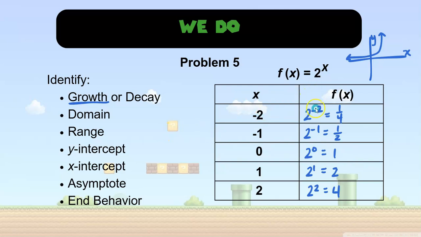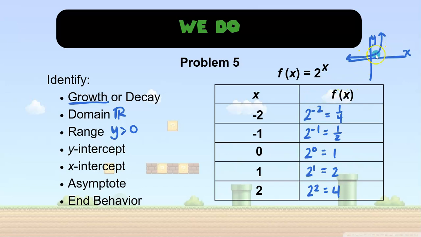Now our domain is going to be all possible x values. And we can see as we go to the left, it goes towards negative infinity, and as we go to the right, it goes towards positive infinity. So our domain is going to be all real numbers. Our range is all possible y values. And we can see that it never goes below the x-axis, which is going to make our range y is greater than 0.